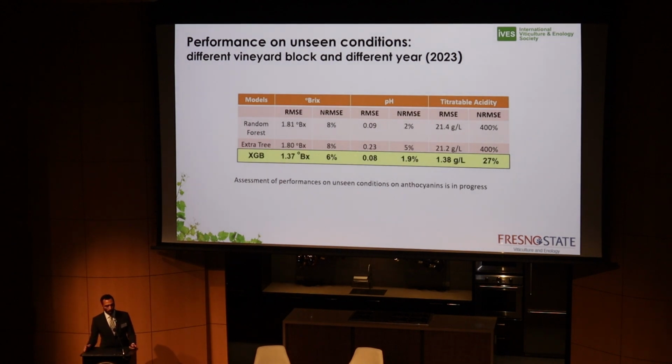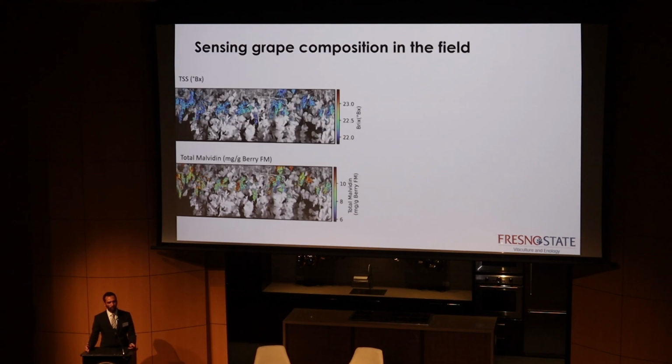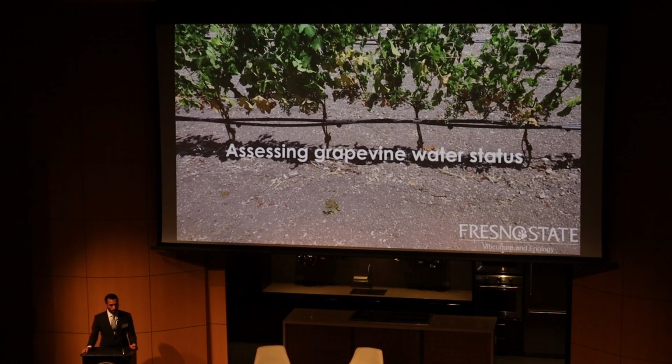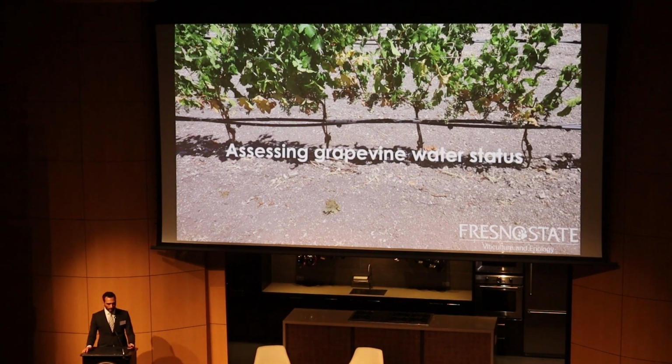By doing more, increasing the number of data and then refitting the model. But what we can do with that? We can have a look at the heterogeneity of grape composition on the plant, berry by berry, as well as you can map grape composition in the field at a spatial scale. Now, how can we use that for assessing grapevine water status?